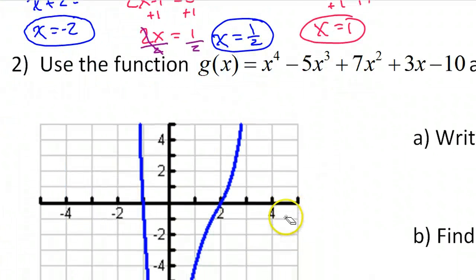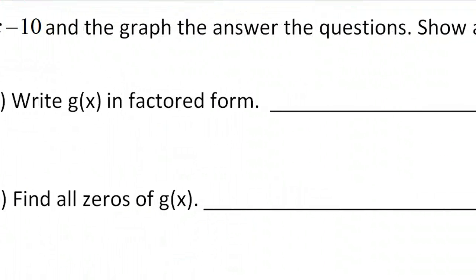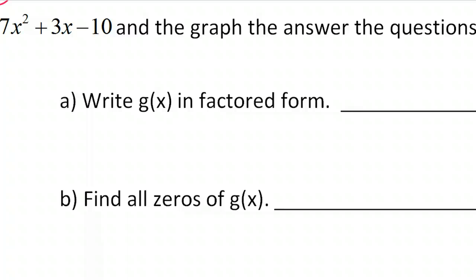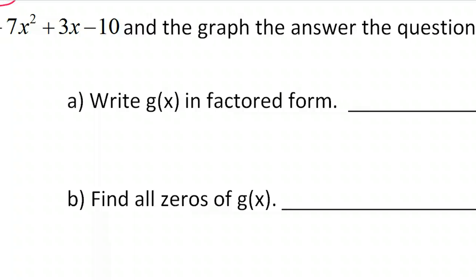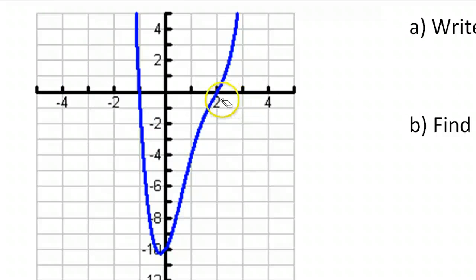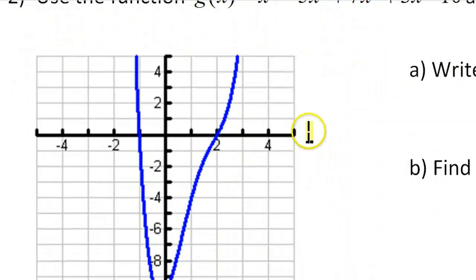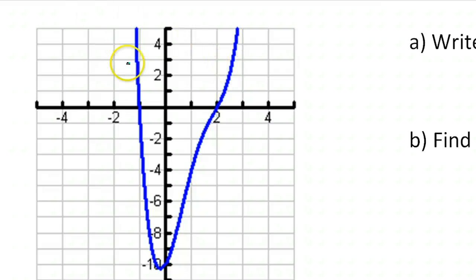Okay, let's keep going. Problem number 2. Use the function and the graph to answer the questions below. So we're supposed to write this in factored form and find all zeros. Okay, so let's start with the zeros that we can see. Now notice the degree is 4, so I'm expecting to find 4 zeros. Now so far I see 2 zeros. Okay, it looks like -1 is probably a 0, and it looks like 2 is a 0. So we have -1 and we have 2.